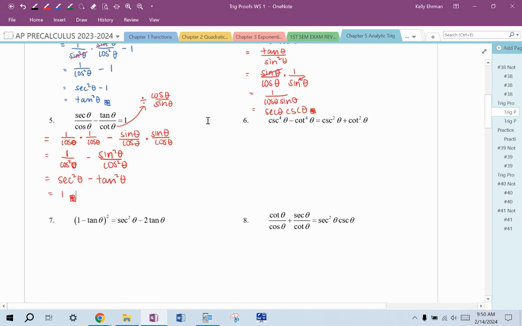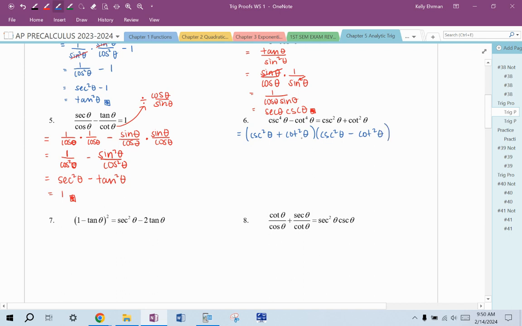Okay, number 6. I don't see any identities right off the bat. But if I see something to a high power, that's usually a hint to factor it. So let's start on the left side. If this were x to the 4th minus y to the 4th, hopefully you would start with a difference of squares. So it's the same thing here. If I factor this as a difference of squares, I get cosecant squared theta plus cotangent squared theta times cosecant squared theta minus cotangent squared theta.